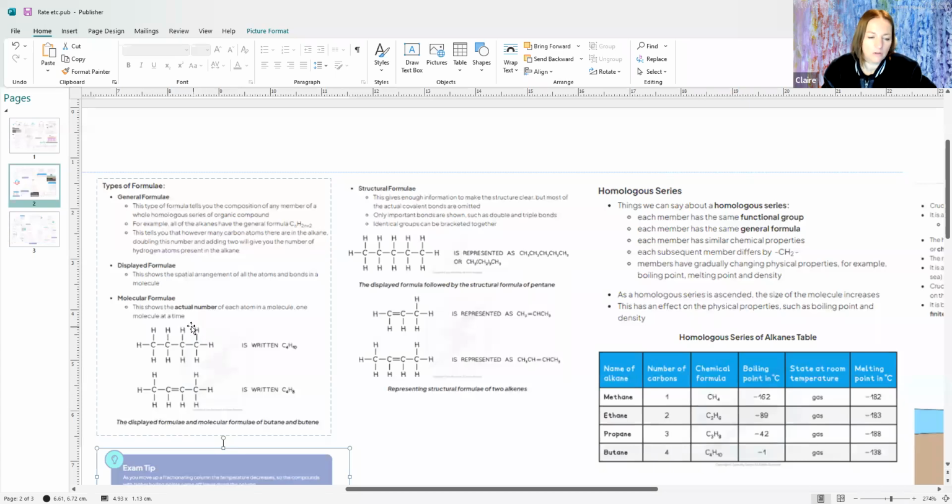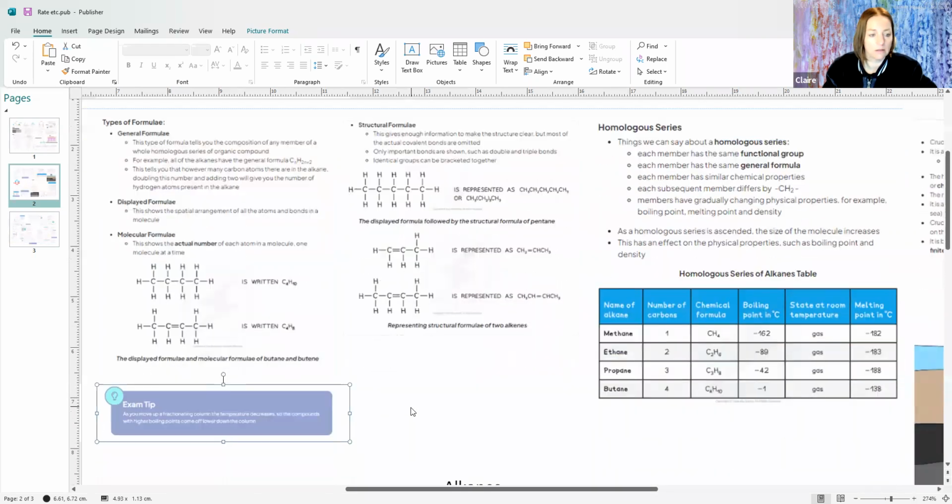Generally speaking, most often it's either display or molecular. When it gets to separates, they quite often put it as structural formula like this. So if you struggle with that, just draw it out as a display formula. That's what I do. I'm a visual learner, so I find that a lot easier.